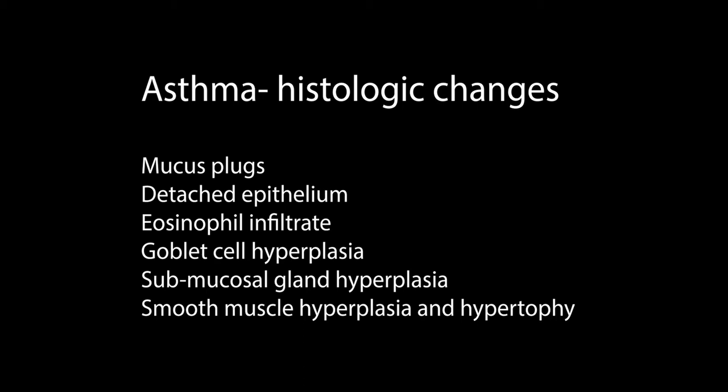So just to summarise the changes that are seen in histology sections from patients with asthma, firstly, excessive mucus, and that often forms plugs that are present in the bronchus, eosinophilic infiltration underneath the epithelium, submucosal, a hyperplasia of goblet cells and of submucosal glands that contribute to the excess mucus, and then a hypertrophy of smooth muscle around the walls of the bronchus.